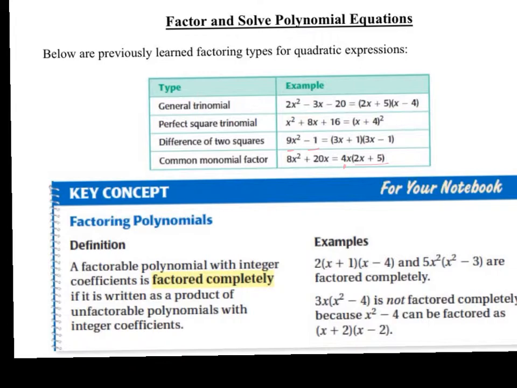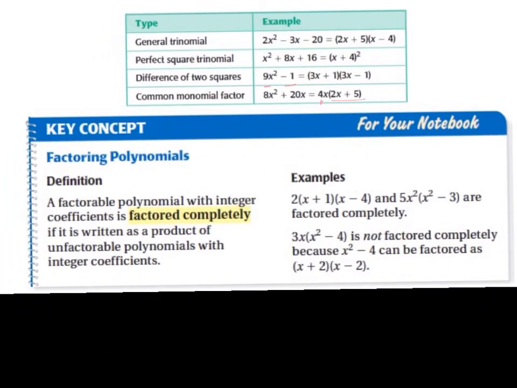But we have to know, guys, when something is factored completely. So the definition says that something is factored completely if it is written as a product of unfactorable polynomials with integer coefficients. So nothing else can be pulled out. Everything has been as separated as it can be. So for instance, 2 times x plus 1 times x minus 4 and 5x squared times x squared minus 3 are both factored completely because you can't do anything else with the x plus 1 or the x minus 4.